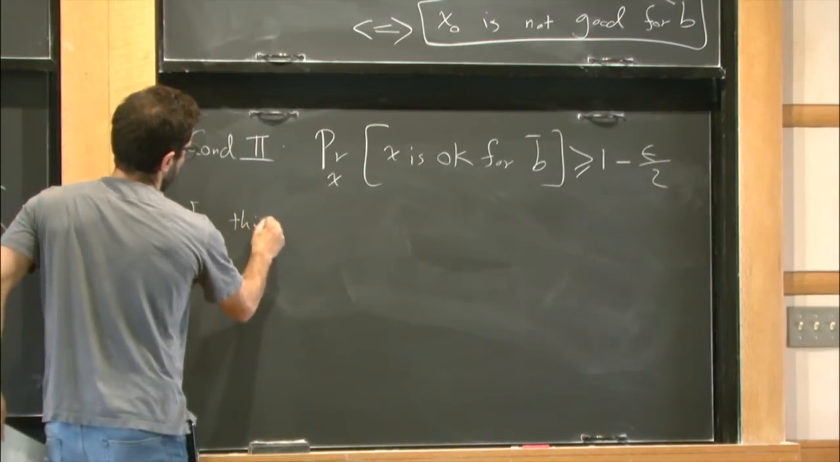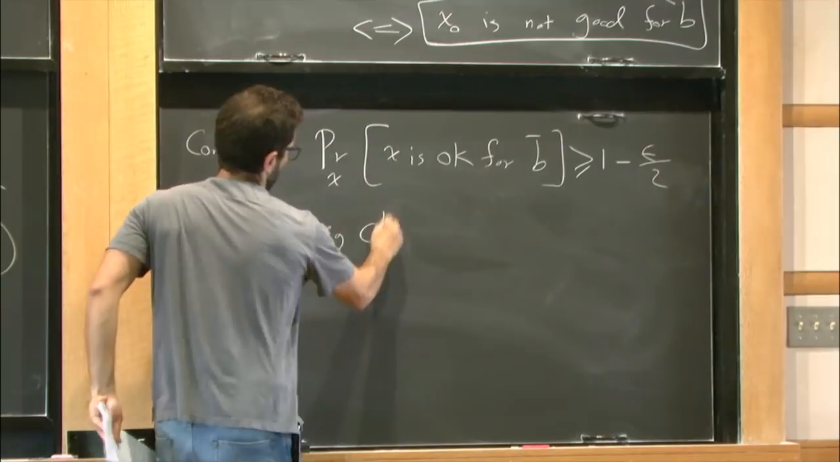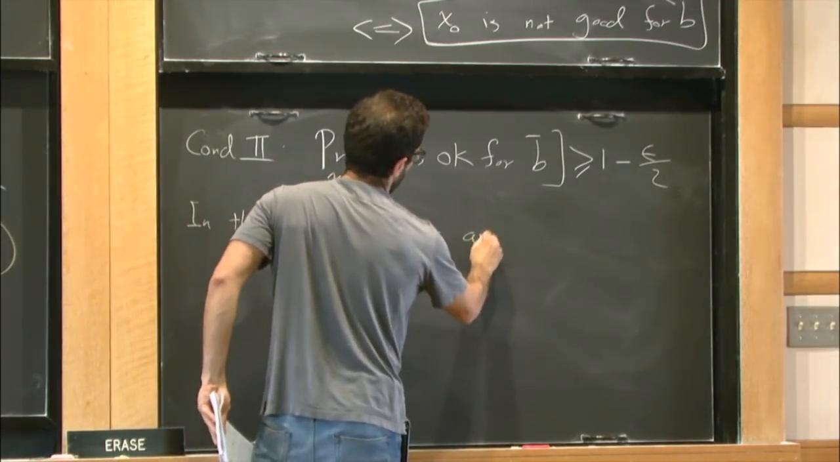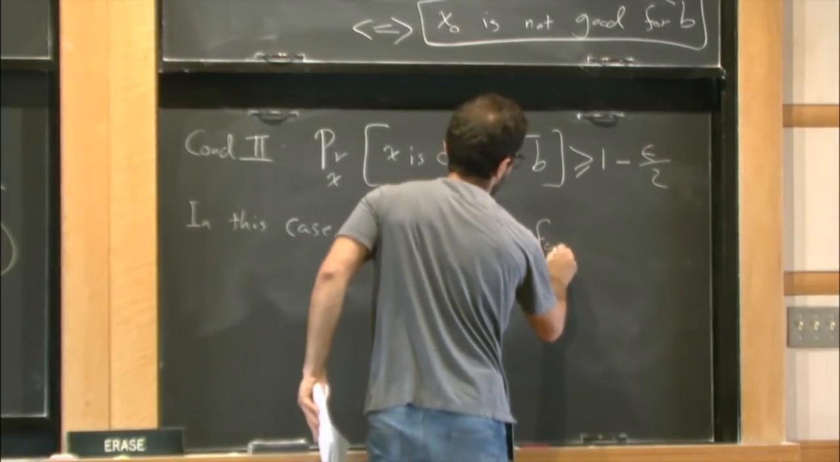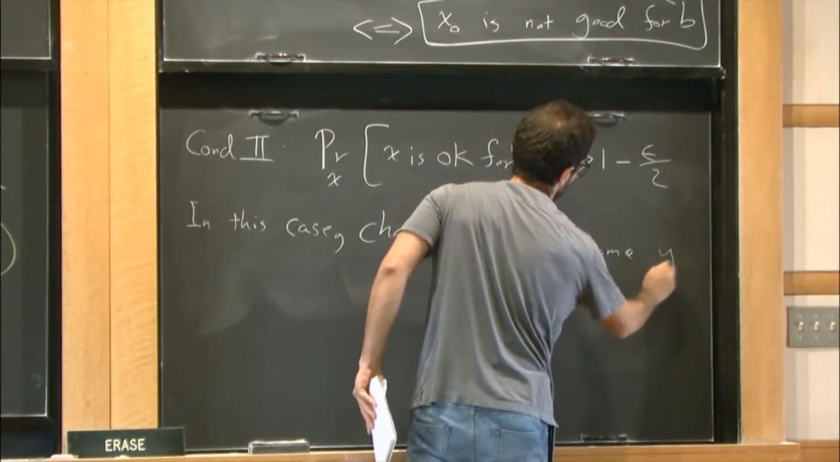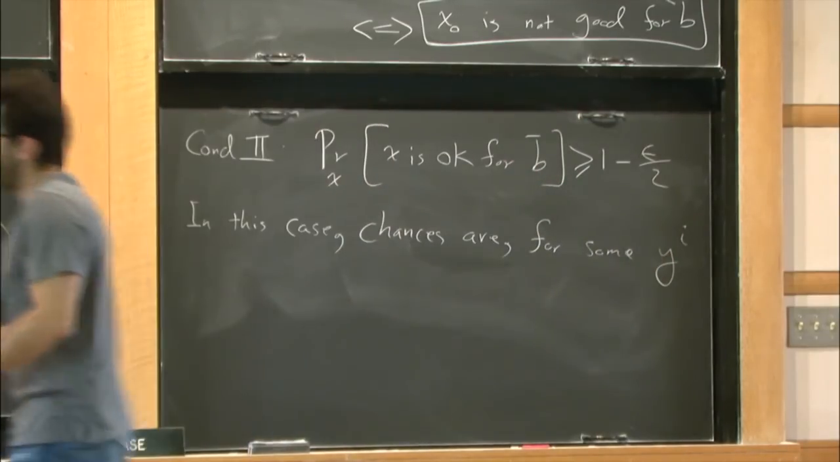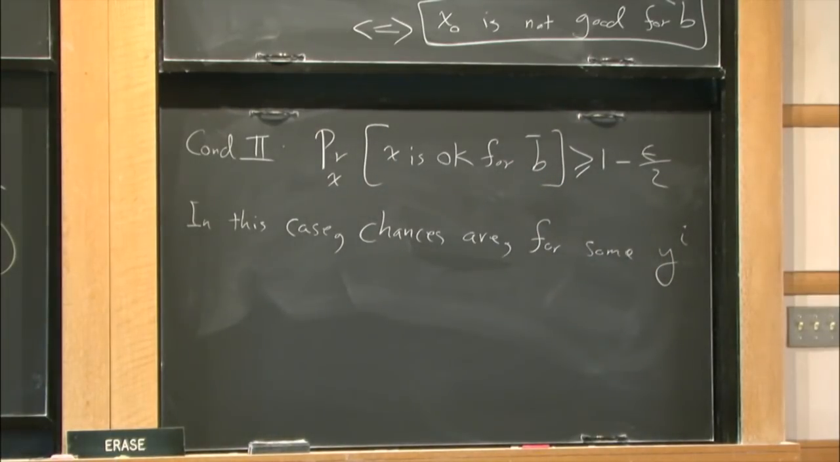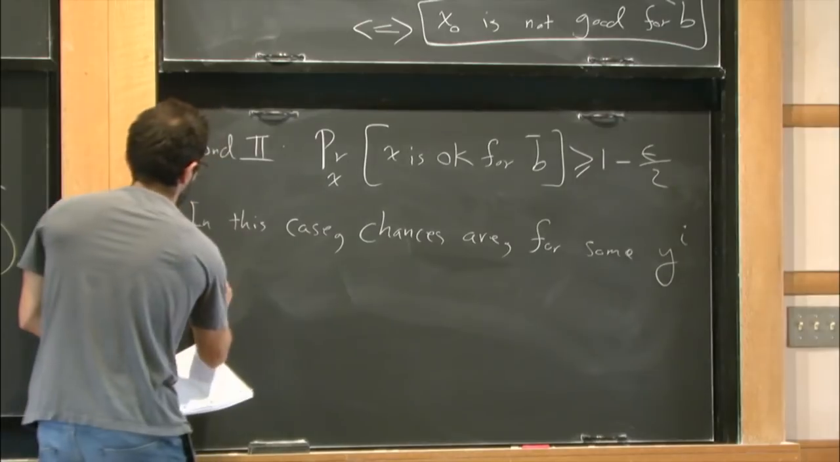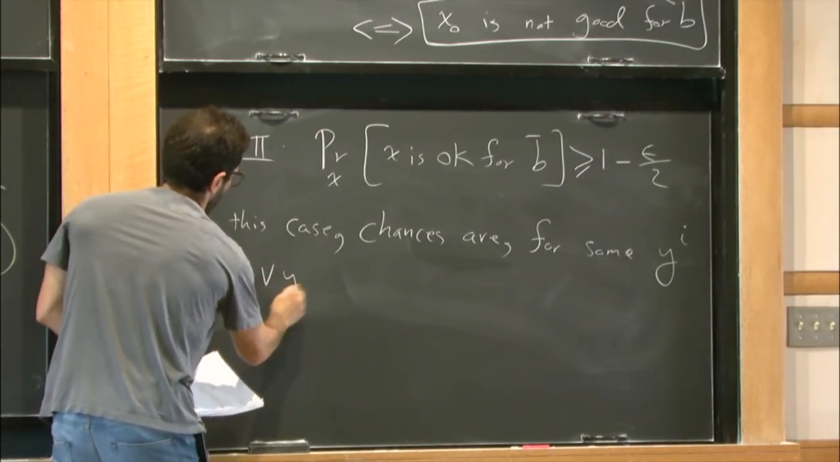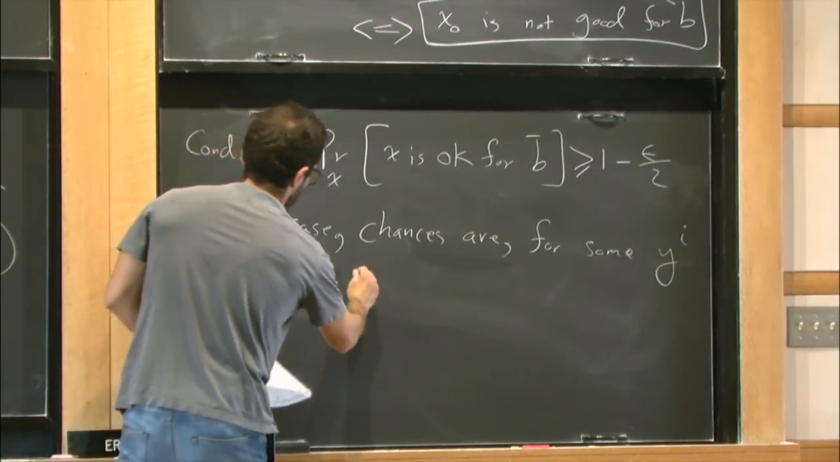So in this case, chances are that for some yi, and yi, remember, S is sampled like this. It's the union of some y's. So for some of these yi's that we selected, f of x union yi is b bar.